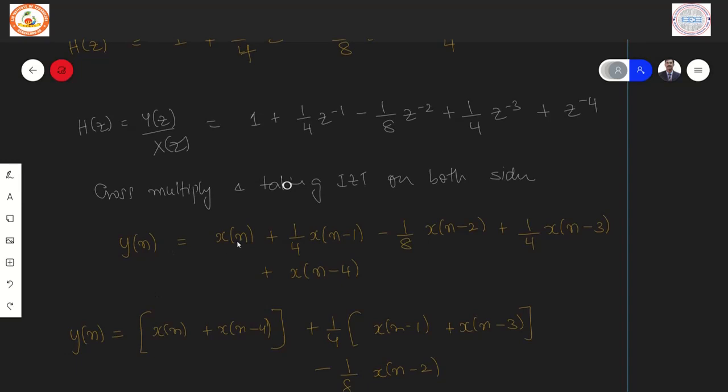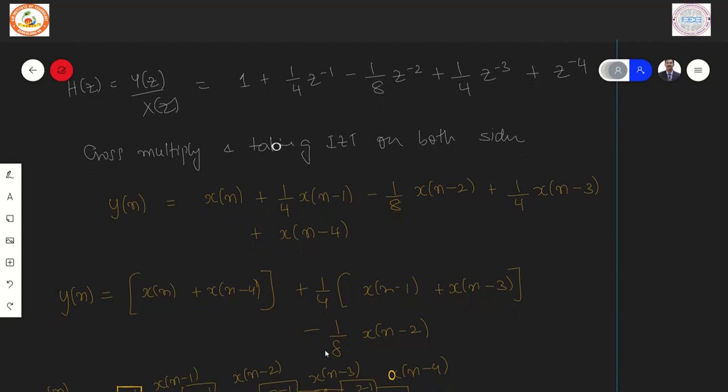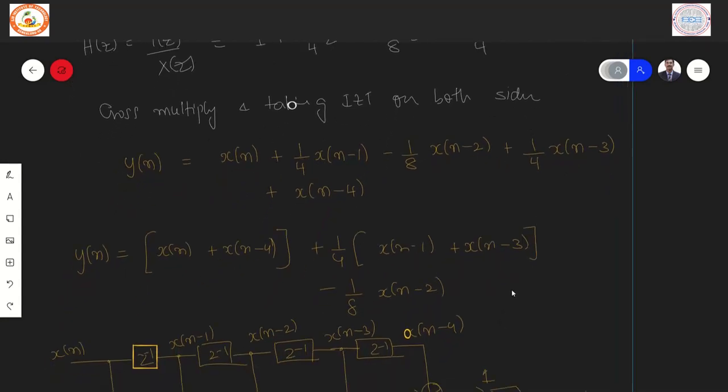Y of n is equal to x of n plus 1 by 4 x of n minus 1 minus 1 by 8 x of n minus 2 plus 1 by 4 x of n minus 3 plus x of n minus 4. Again, identify the coefficients which are common. So the terms that are common here is x of n plus x of n minus 4 with the coefficient 1. 1 by 4 is a coefficient for both x of n minus 1 and x of n minus 3, and the middle term cannot be combined. You keep it as it is, minus 1 by 8 x of n minus 2.